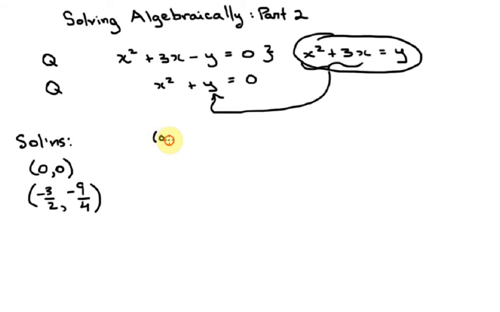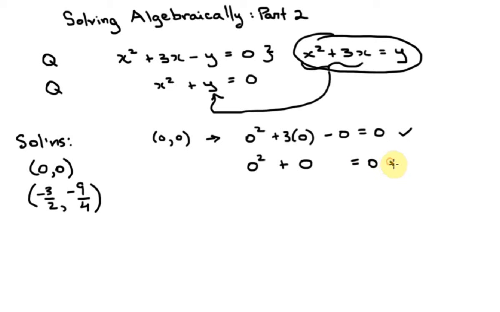So if I plug in 0, 0, here's what I'm going to get. In the top equation, I'm going to get 0 squared plus 3 times 0 minus 0, and I'm hoping that equals 0. Well, I think that was pretty obvious that it works. 0 plus 0 minus 0 is 0. Check. Now I'm going to try it in the bottom equation. So that would be 0 squared plus 0, and I'm hoping that equals 0, and that's pretty obvious that works. Okay, so 0, 0 worked in both the first and the second equations.